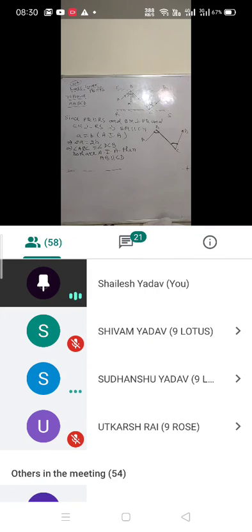Yes, Sudhanshu. No, quadrilateral will not be part of midterm. Quadrilateral will be in the post midterm. Quadrilateral is the part of post midterm. So whatever chapters I had explained, leaving that quadrilateral, that will be the part of your midterm. Quadrilateral is the part of post midterm. So leave that.